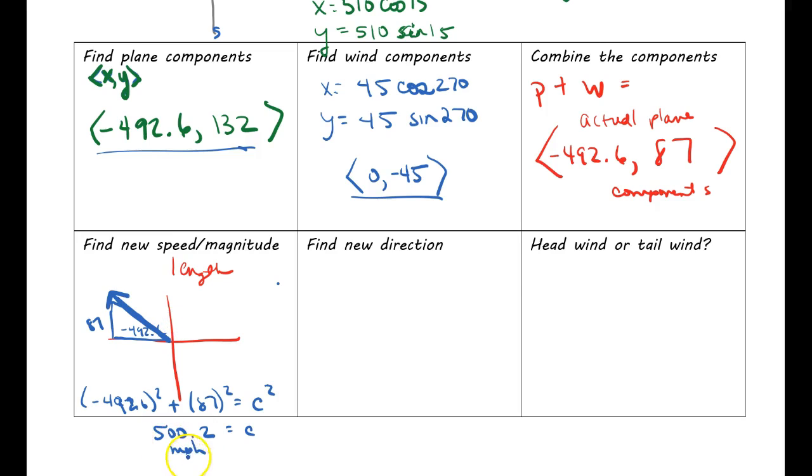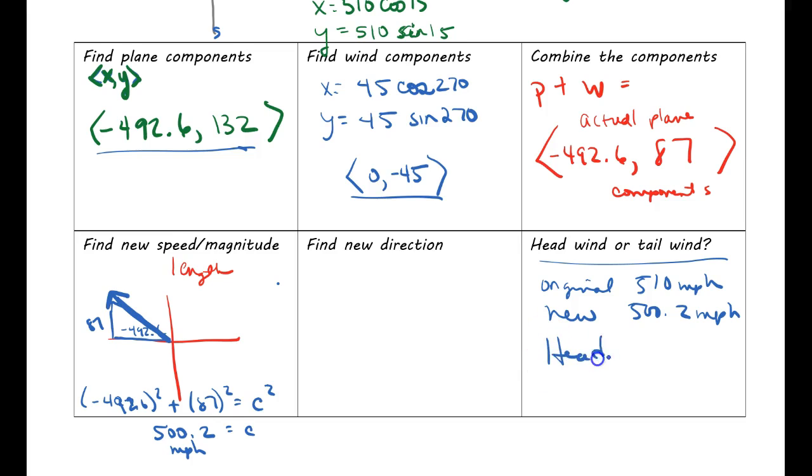Now I'm going to go ahead and jump over and answer this question. What was the plane doing? The plane was originally 510 miles per hour, and now the new speed is 500 miles per hour. So it slowed down, right? And any time you slow down, it is a headwind. Because think about it like you're walking down the street, a wind blows against your head, it's going to slow you down. But if a wind hits you in the tail, it's going to speed you up. Okay, so a headwind is if you slow down.